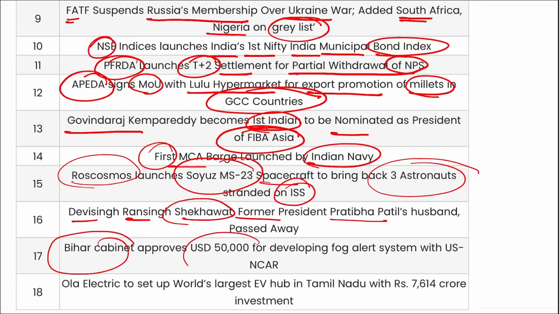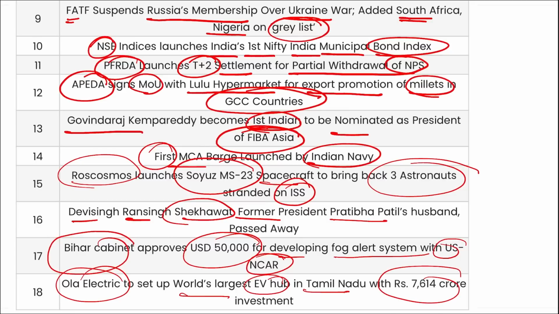Bihar Cabinet has approved $50,000 for developing a fog alert system with USNCAR, and Ola Electric will be setting up the world's largest electric vehicle hub in Tamil Nadu with an investment of 7,614 crore rupees.